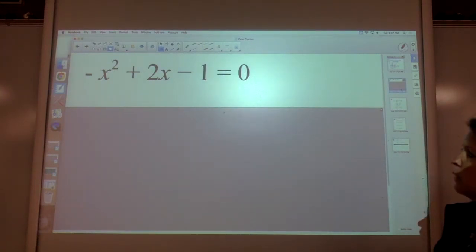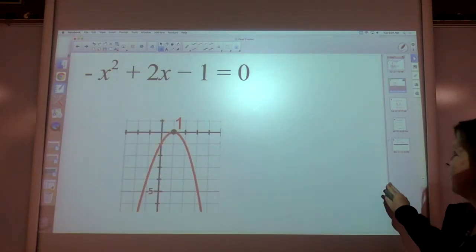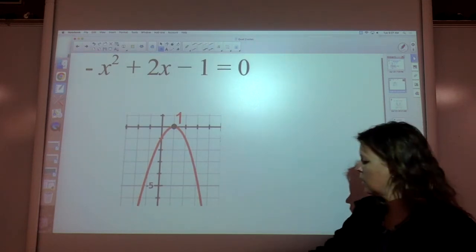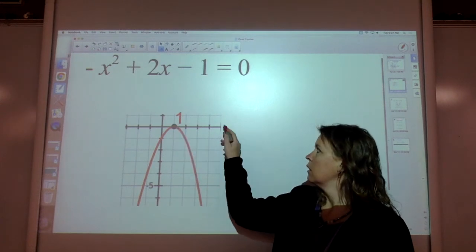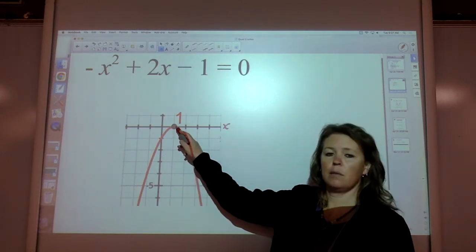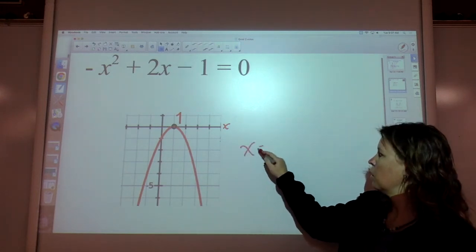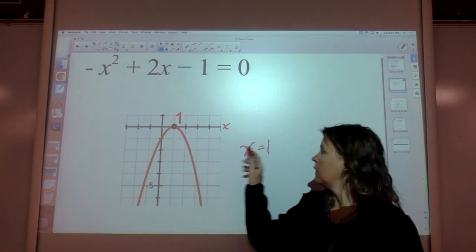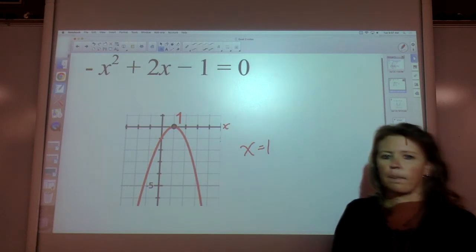If I graph this one, negative x squared plus 2x minus 1 equals 0, it looks like this. It's reflected down because it was a negative, and this parabola just so happens to go up, up, up, just hit the x-axis, and right as soon as it does, it comes right back down. So in this case, when the vertex lands on the graph, you're going to have only one answer, wherever that is that it hits the graph.